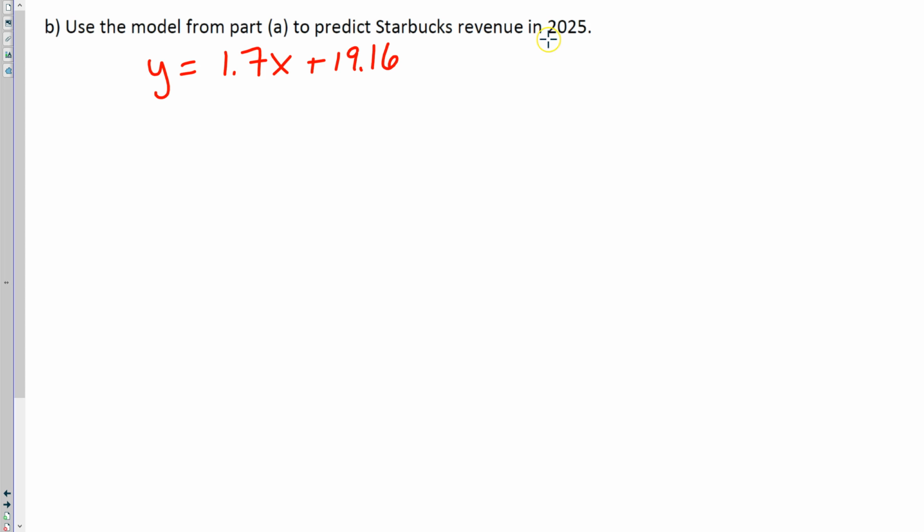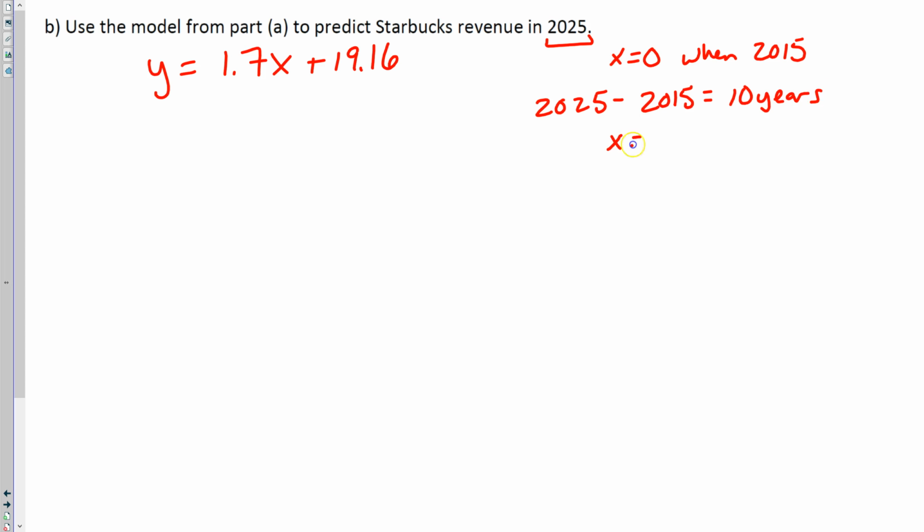And that's important for us because now that we're talking about the year 2025, we have to put that back in terms of our starting year. So x was 0 when it was 2015. So I need to see how many years have passed since 2015, and this is not a difficult calculation. It's 10 years that have passed. So 2025 represents the year 10, or when x is 10.